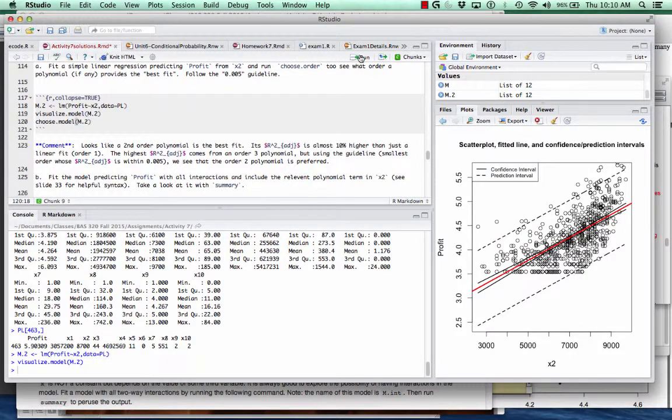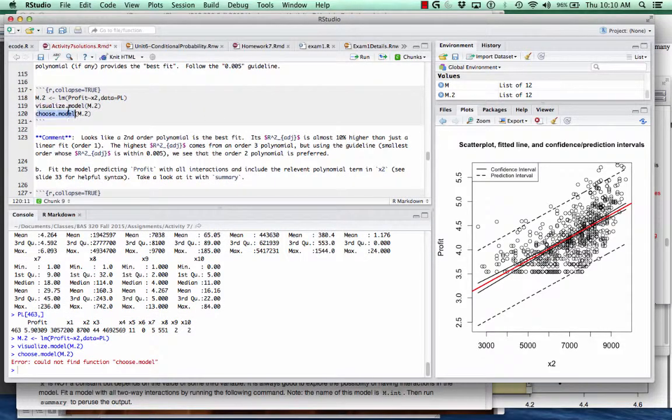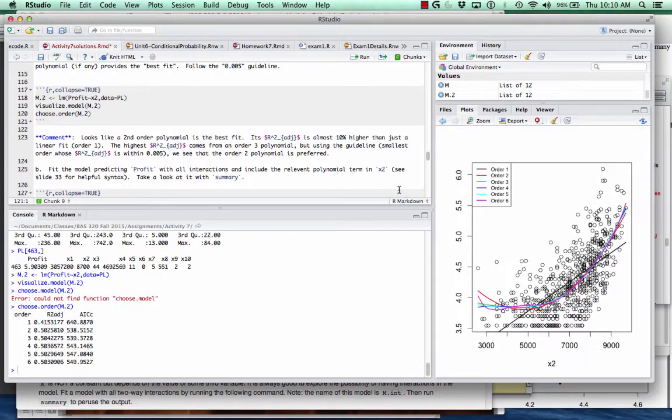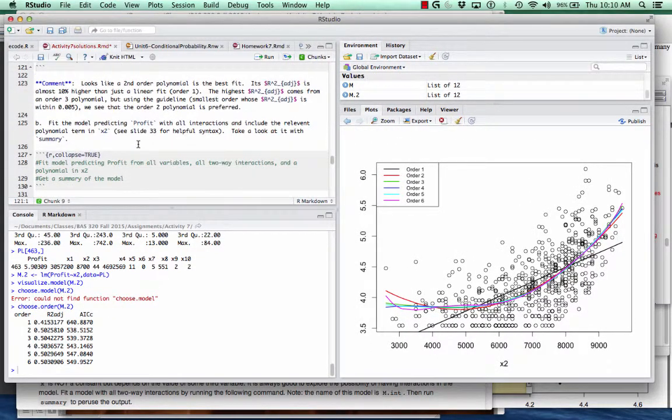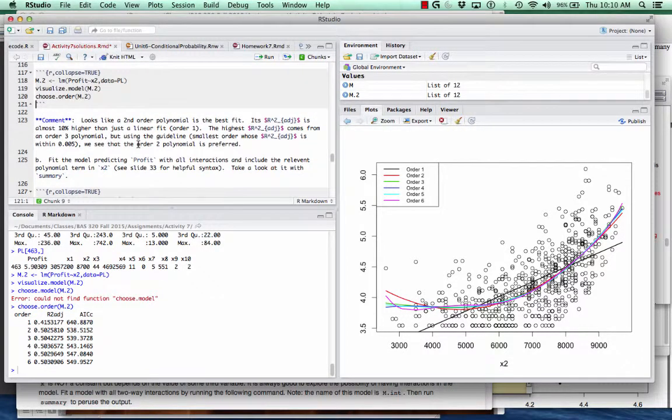and run choose order. Oops, not choose model, choose order here. What that will do is try out a bunch of polynomial models from order 1, just the simple linear regression, up to order 6, basically predicting profit from x2, x2 squared, cubed, fourth, all the way up to x2 to the 6th power. And so here's what those curves look like for the various different orders, and here are the summaries of those models.